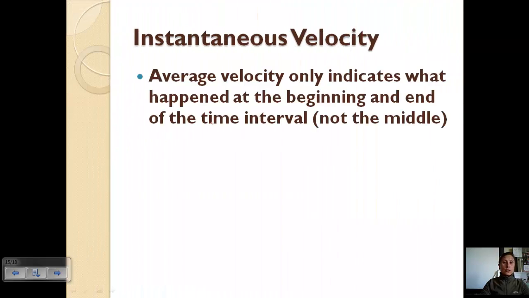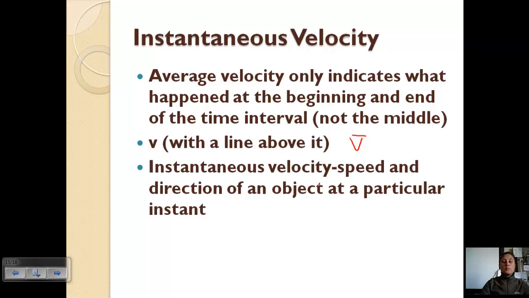Okay, so we talked about average velocity. We also have instantaneous velocity. So average velocity only indicates what happened at the beginning and the end of the time interval, because we're taking that t final minus t initial. We don't really care what happened in the middle, if you went fast and slowed down or stopped or whatever. So that's average velocity. And the symbol for that is small v with a line above it indicating average.